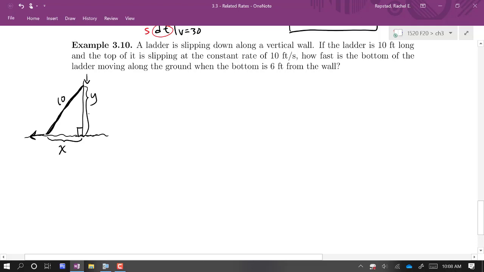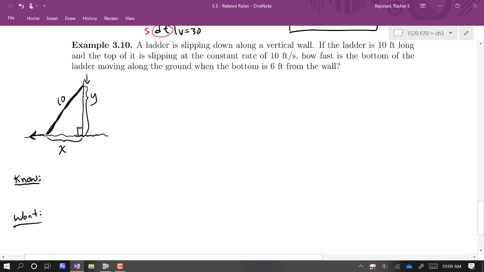Let's see if we can identify what rate they've given us and what rate they want us to find. What's the derivative they've told us, and what derivative do we want? And maybe you want to pause the video and write out what you think it is before I tell you what I think it is.